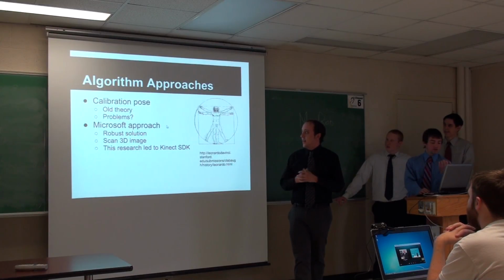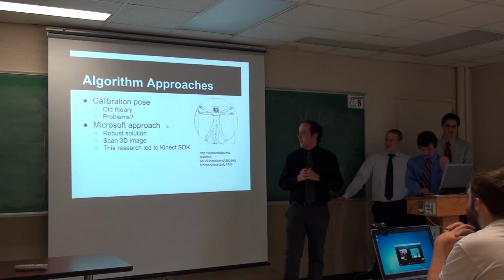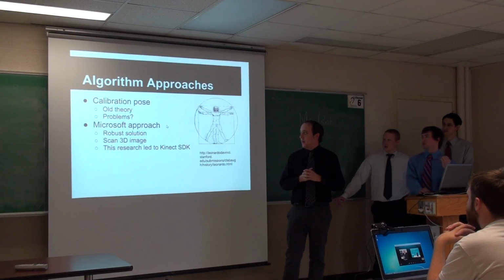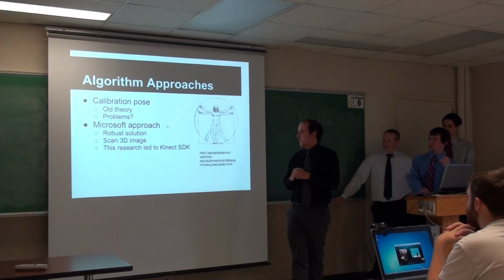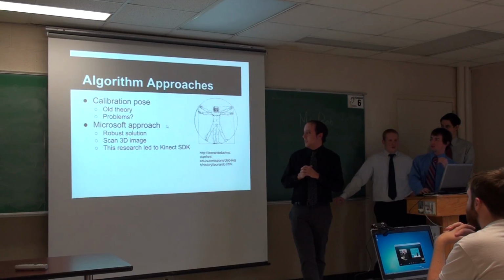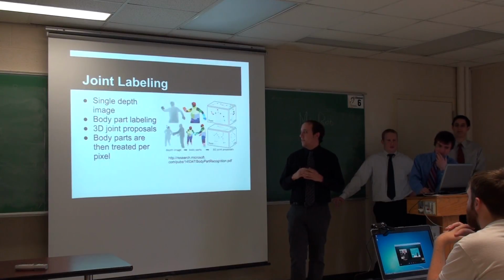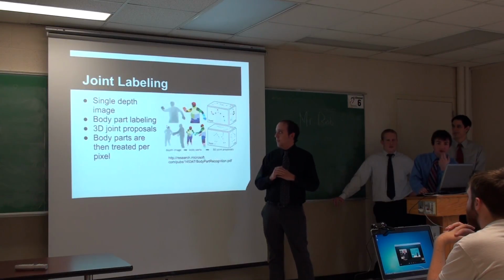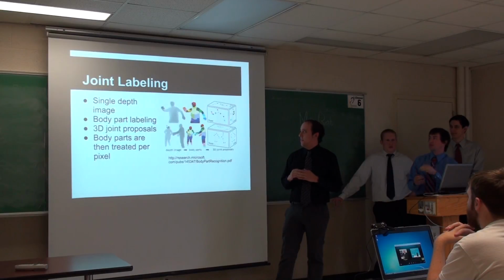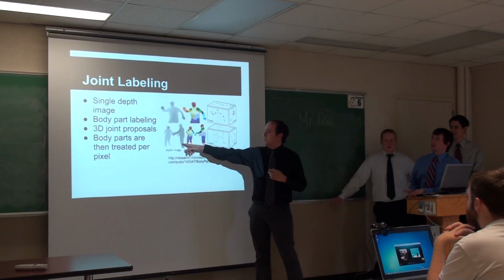Microsoft decided they didn't like that, and they wanted a robust solution. So they scanned the 3D image and found body parts in a new way. This research actually led to the development of the Kinect SDK that they released. So basically what the Kinect has is it has two cameras, an RGB and an infrared camera. And it'll scan a single input depth image using the infrared camera, which is like this gray image here.